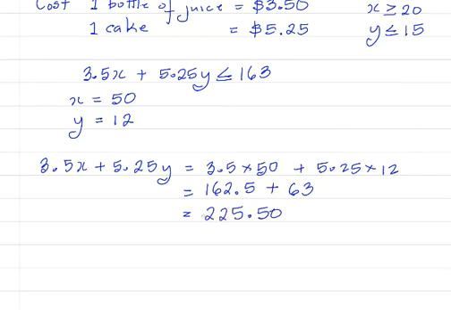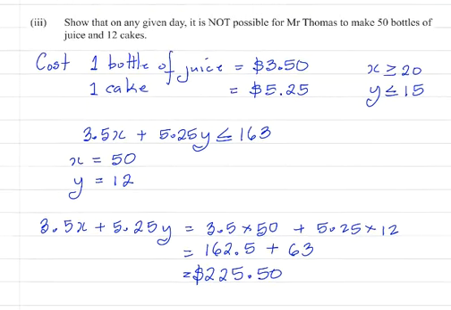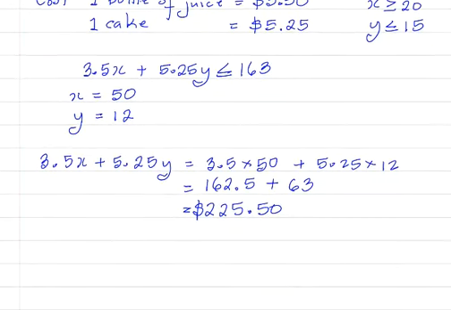So it's $225.50. In order for Mr. Thomas to make 50 bottles of juice and 12 cakes, he has to spend $225.50. Now this is more than the $163 which he's allowed to spend making cakes and juice on a daily basis. So therefore 50 bottles of juice and 12 cakes violates the third condition for Mr. Thomas's juice making and cake baking operation.